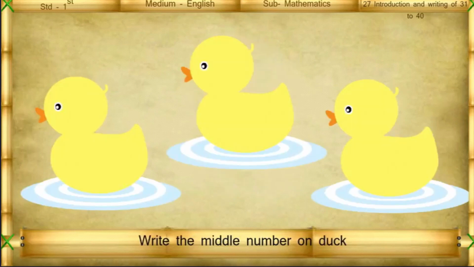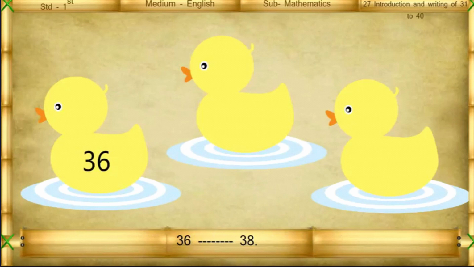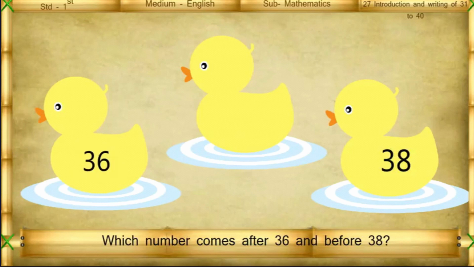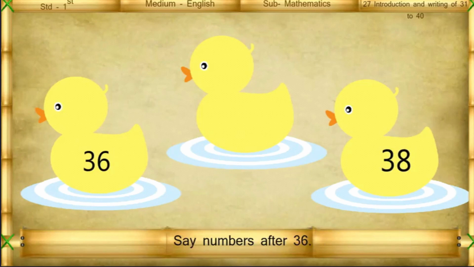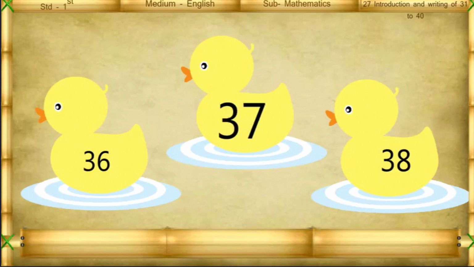Write the middle numbers on the duck. 36, dash, 38. Which number comes after 36 and before 38? Say the number after 36. 37. Correct. 36, 37 and 38.